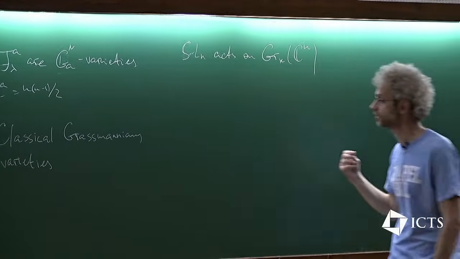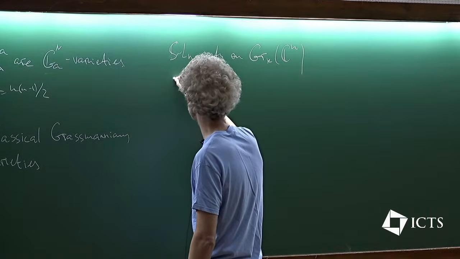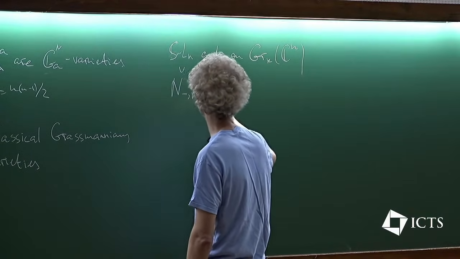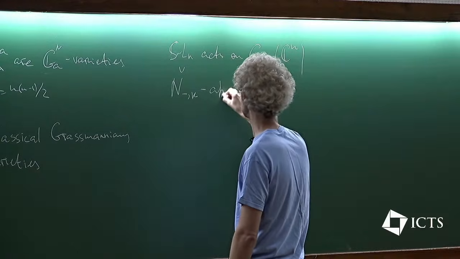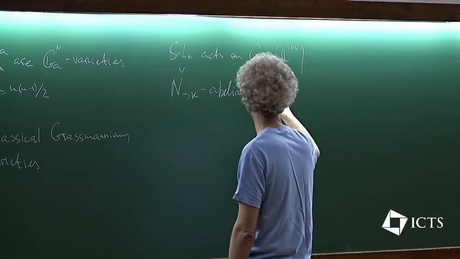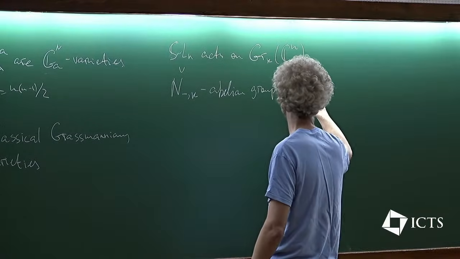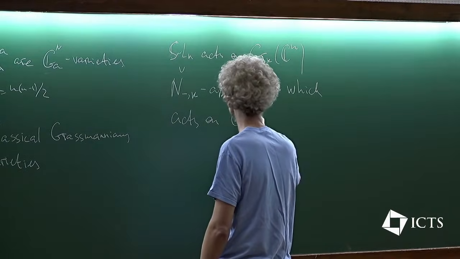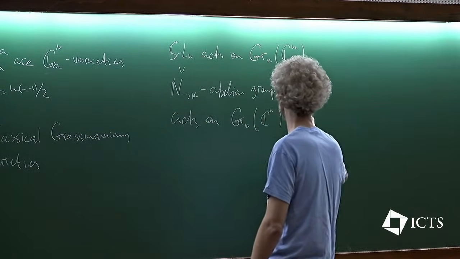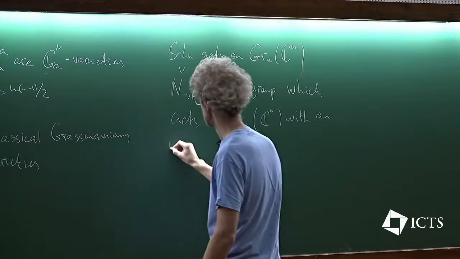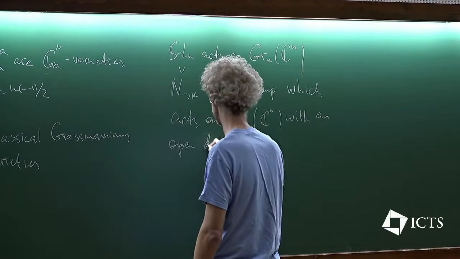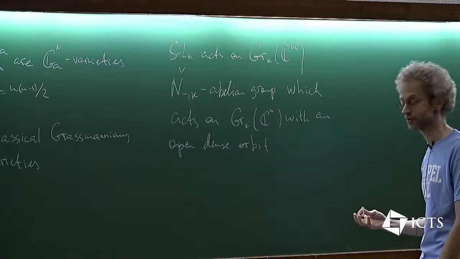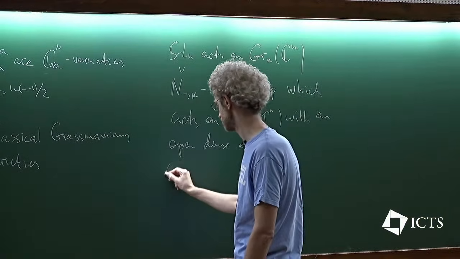However, there is a smaller group. Let me denote it by n minus k. There is an abelian group which acts on the Grassmannian Gr(k, C^n) with an open dense orbit. And actually, this is very easy to write this group. So first of all, maybe let me start with the Lie algebra.